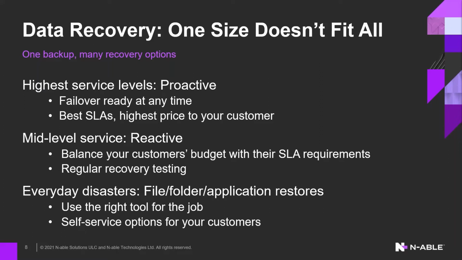Finally, it's those everyday disasters too. There's other types of things. It's not always hardware failure. It's not always corruption. It's not always ransomware. It could be a file, a folder, an application, a database that's got some problems that you just need to roll forward or roll backward.